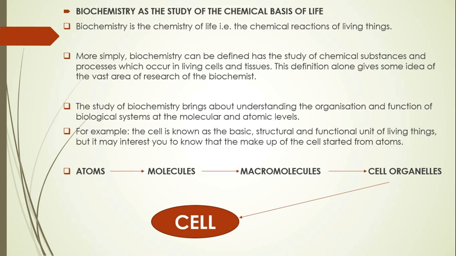Now, when we talk about cells, the cells are basic structural and functional units of living things, which I've explained before, which means that without the cell, living things or life cannot come to place. But it will interest you to know that without atoms, the cell itself cannot come to place. Now, let's look at the biochemistry of this. If without the cell, life cannot come to place, and without atoms, cells cannot come to place, there's a straight line to show that without the atom, there will be no cell. So that's why in biochemistry, we are so much interested in studying life at the atomic and molecular level.